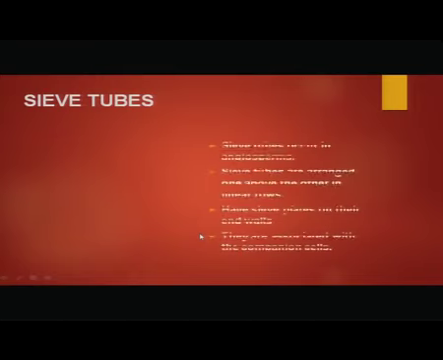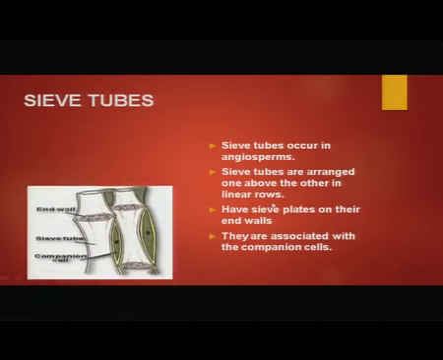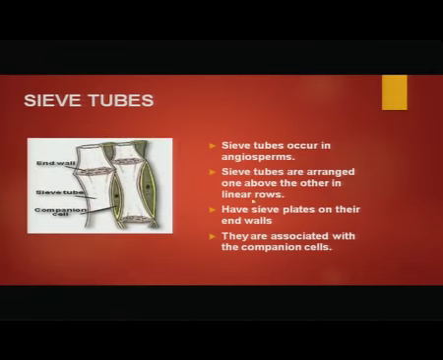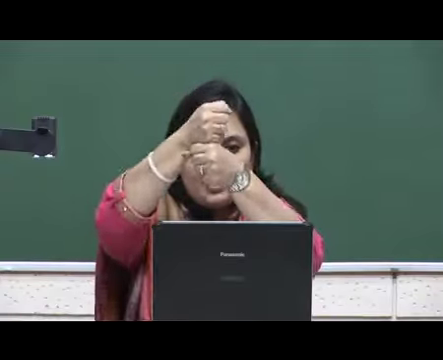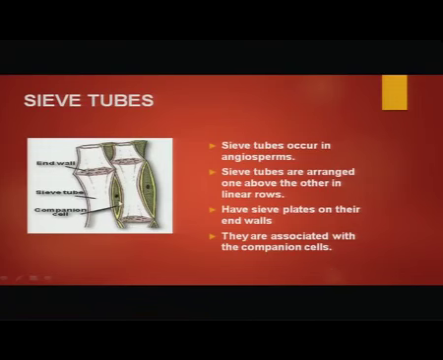Now, coming over to the sieve tubes. Sieve tubes occur in angiosperms. They are arranged one above the other in linear rows, just like the vessels, stacked one over the other, and they have sieve plates on their cell wall. Please refer to the diagram here. You can see this is one tube cell and this is another tube cell and there is a sieve plate in between on the end wall, and sieve plate is named so because of presence of numerous pores. So, it gives them an appearance of that of a sieve, and they are associated with the companion cell.